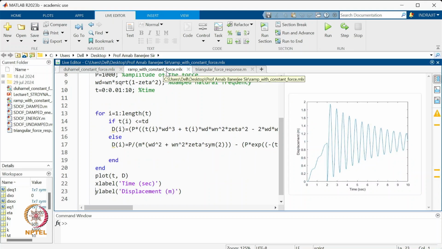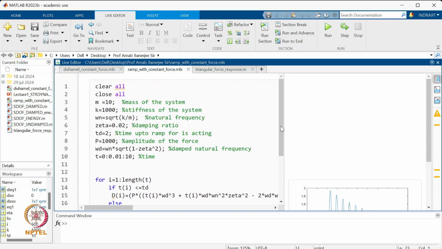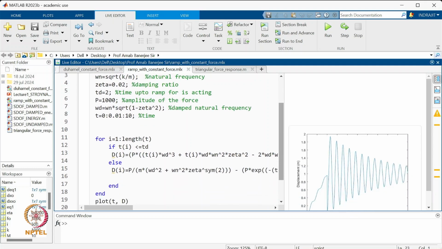Then we did one problem, that is a ramped forced vibration. So a ramp and then a constant force. We are not increasing the force directly, but it is slowly increased, goes to a particular value, and then it remains constant. In that case, how will it happen? So your mass is 10, stiffness is 1000, natural frequency you can calculate, zeta you can calculate, all those things.